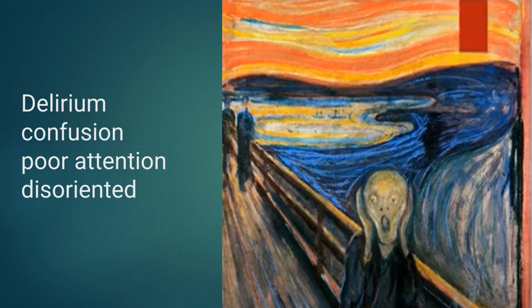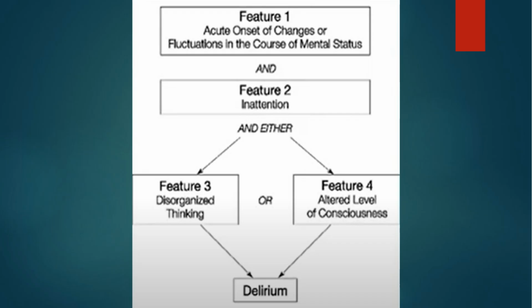Let's focus on delirium. Here we see a representation of the painting called The Scream by Edvard Munch. It very vividly tells us what we see in the clinical setting for delirium, which is confusion, poor attention span, and disorientation. This chart is the Confusion Assessment Method, or the CAM score for delirium. You have to have two of the elements: an acute change in mental status with some fluctuations, and then inattentiveness. The inattention is a very important feature.